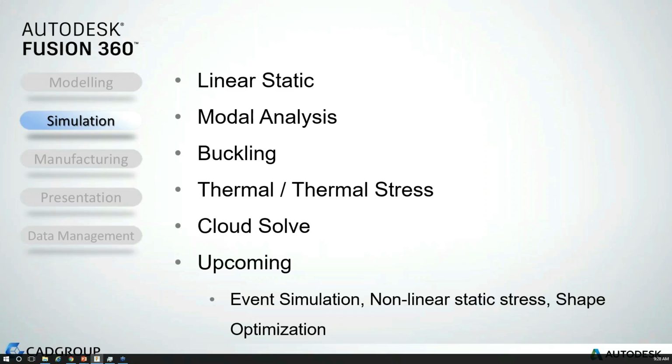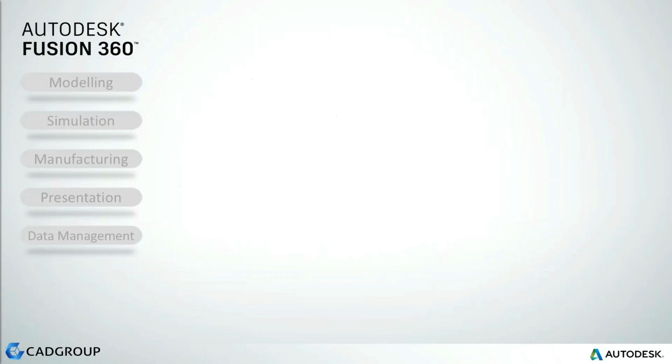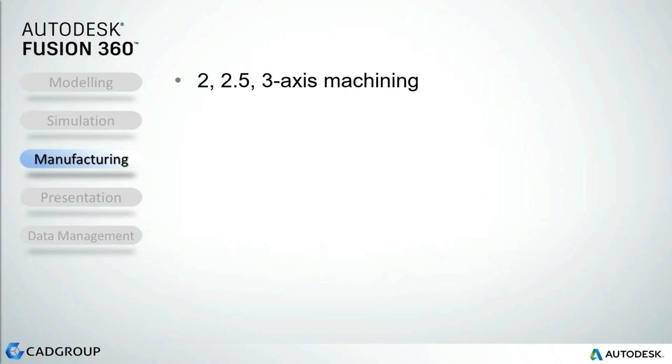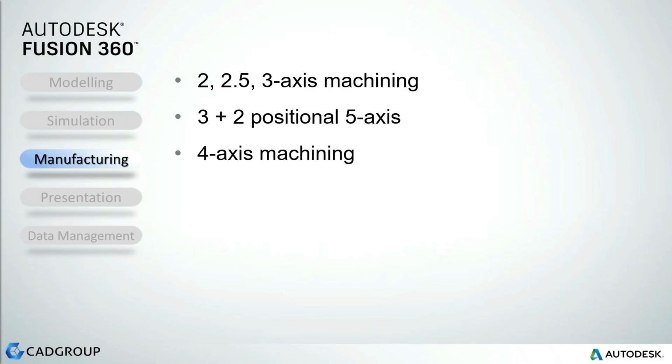All right, we'll go on to the next portion, which is talking about the CAM environment, or computer-aided manufacturing, inside Fusion 360. With Fusion 360, you can create two-axis, which is basically profile cutting, 2.5 axis, which is basic machining with steps, and then you can also create 3-axis toolpaths. You can also do 3+2 machining, also known as positional 5-axis machining. You can do 4-axis machining, so if you've got an A-axis on your CNC, you can use this for indexing or wrapping toolpaths.